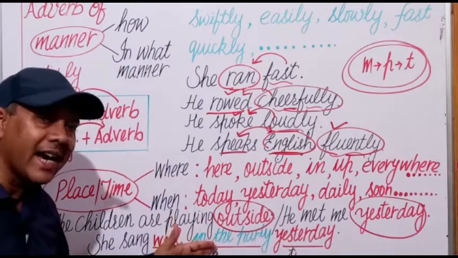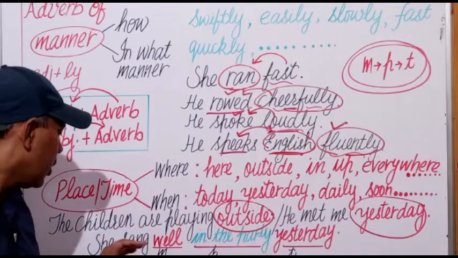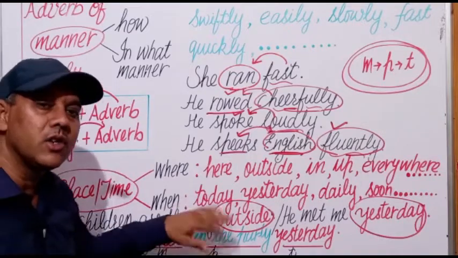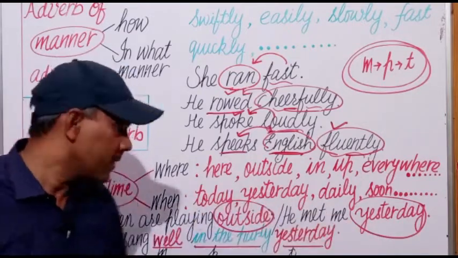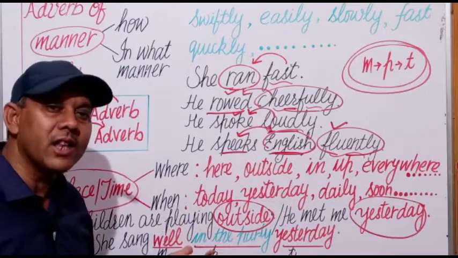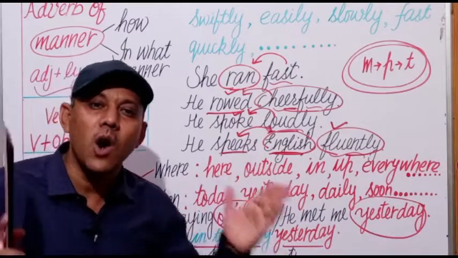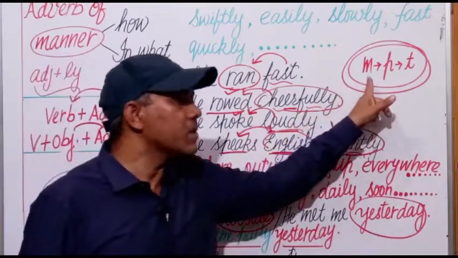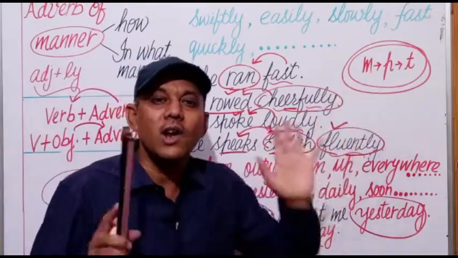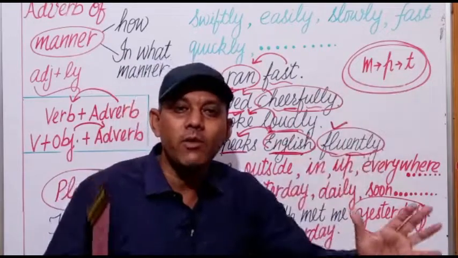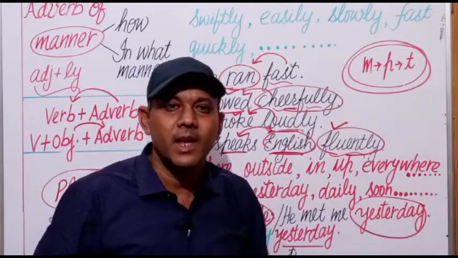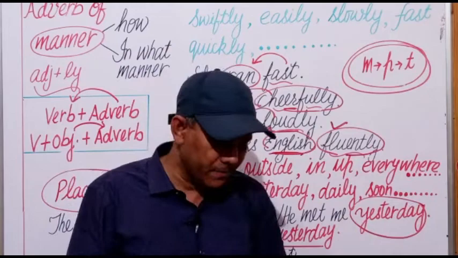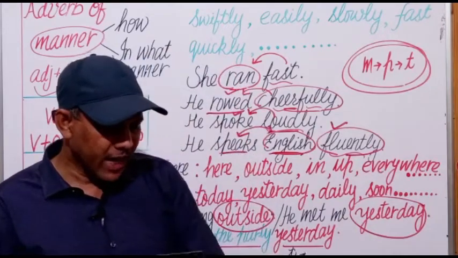We can't write this sentence like this: she sang in the party yesterday well, or she sang yesterday in the party well. It will be wrong to say. We have to use these three adverbs in this order. This is known as order of adverbs in a single sentence. Let us take one more example.